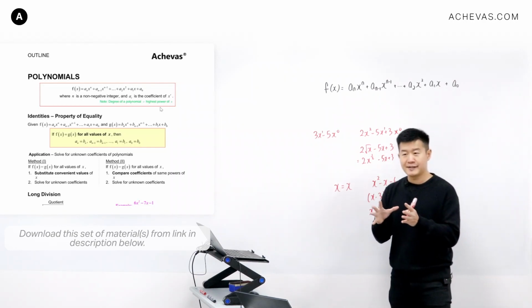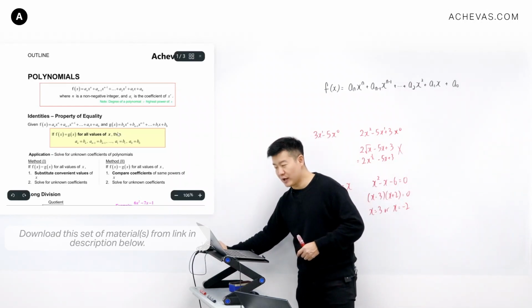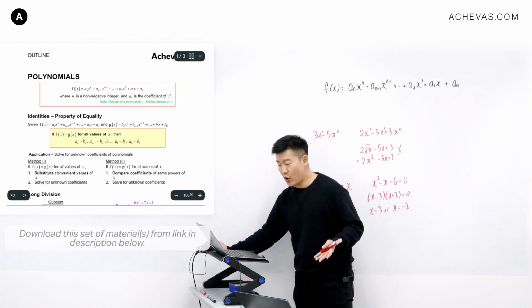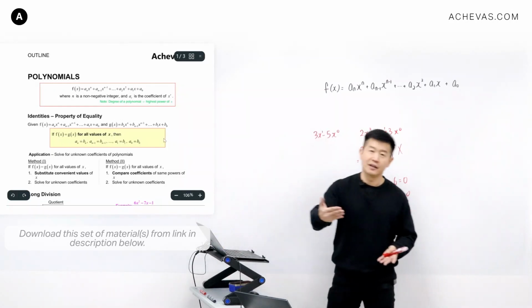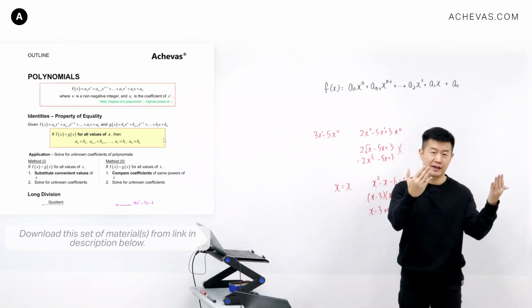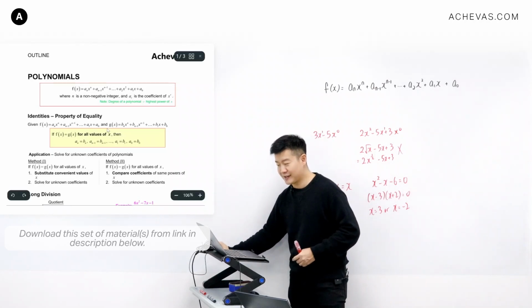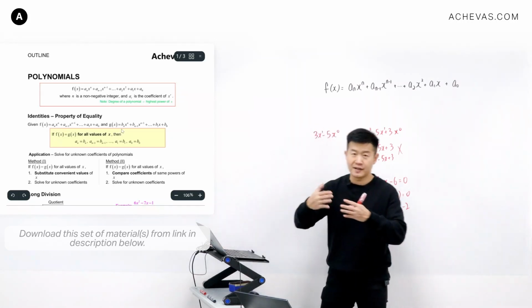If I were to apply this idea to polynomials, when one polynomial is equal to another polynomial, let's say f(x) here is equal to g(x) for all values of x, then you know what happens? We can actually compare the coefficients of the same powers of x, and they are going to be equal. So for example, if f(x) is equal to g(x) for all values of x, then a_n is going to be equal to b_n, because they share the same powers of x.